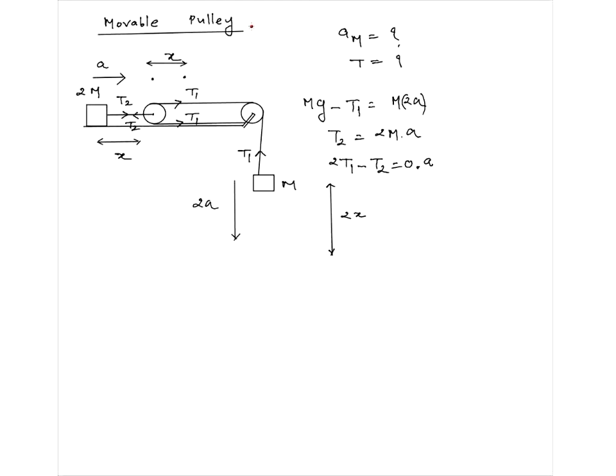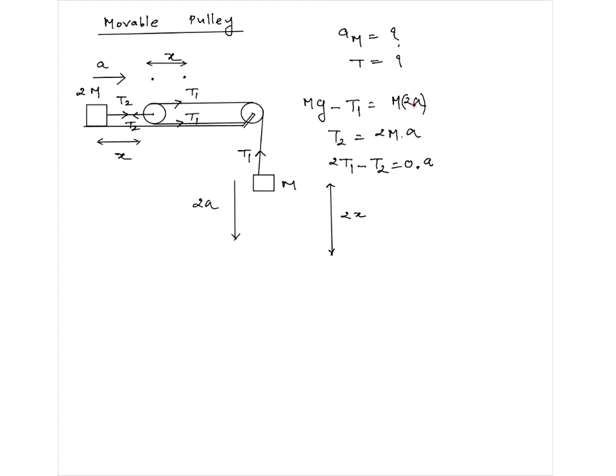The rest is the same story. You have to take individual systems, three bodies, and apply the equations. If you take this as a system, mg is down, T1 is up. Net force downwards will be mg minus T1. That will be mass times acceleration, m into 2a.